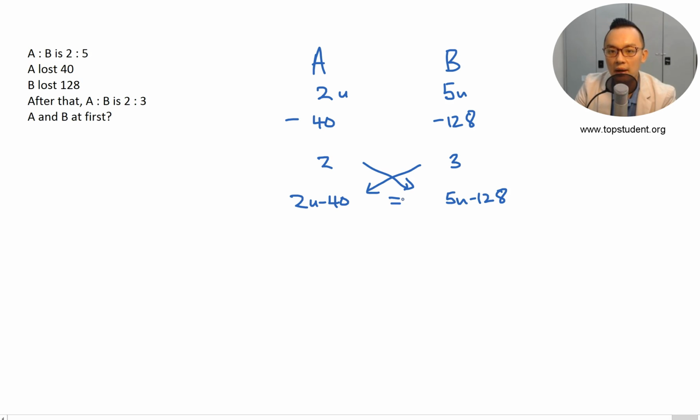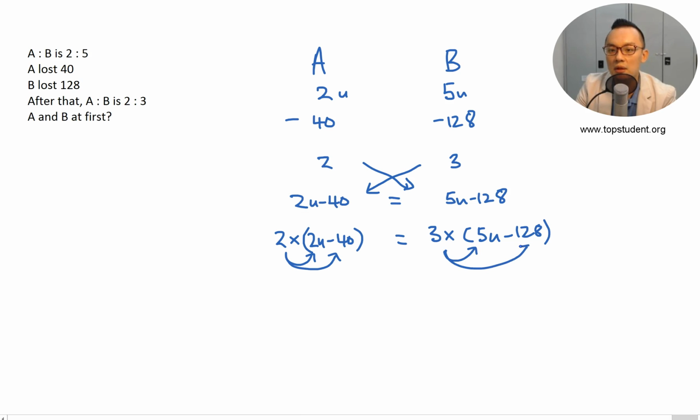A cross multiply, and I'll make it an equal sign. So 2 times 2u minus 40 equals 3 times 5u minus 128. Alright, so I take my 2 times this, times this, times this. So it becomes, now, okay, the rest you can do yourself. Just refer to the answers above, and then do this yourself and find out the answer for yourself.